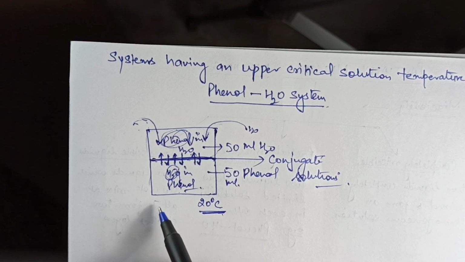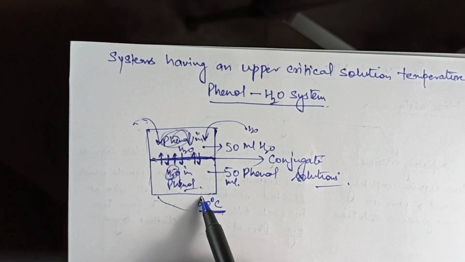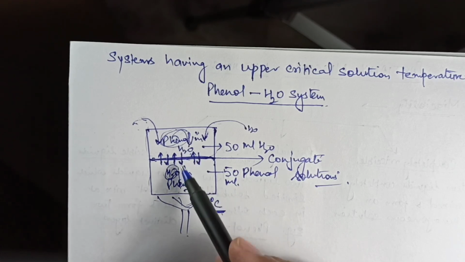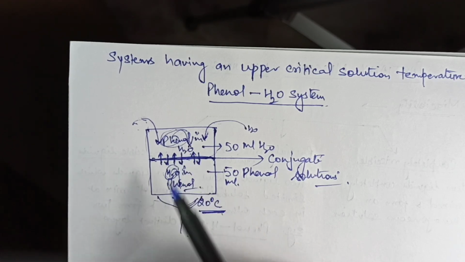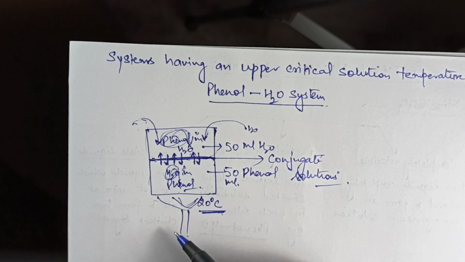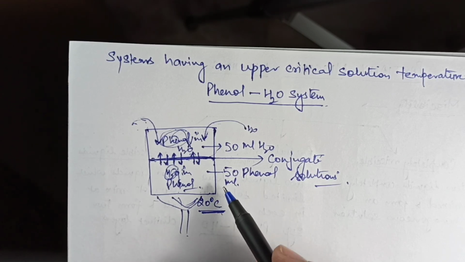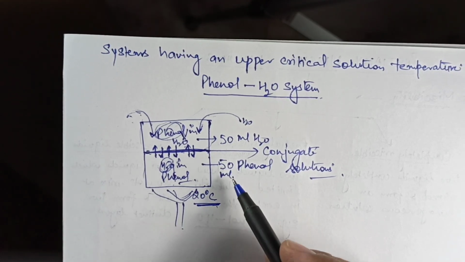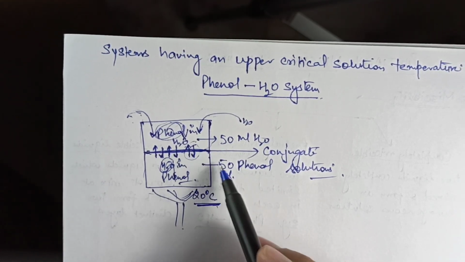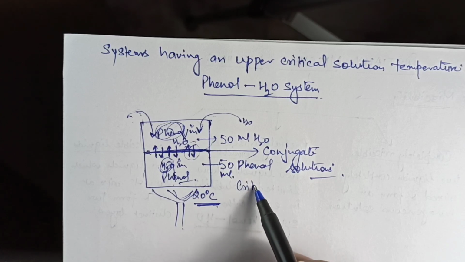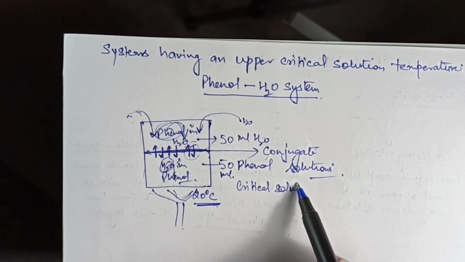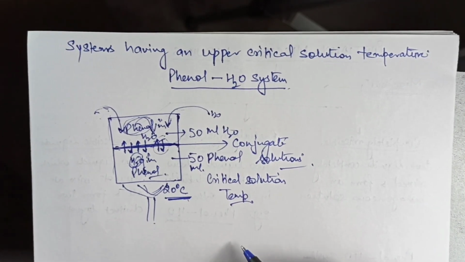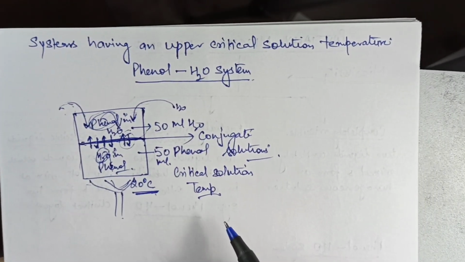It does not affect the concentration of phenol in water or water in phenol. Okay, however, on increasing the temperature of the system, the mutual solubility of phenol and water will increase. Okay, and at a certain temperature, the composition of the two conjugate solutions becomes same, as I already told you, and that temperature will be known as the critical solution temperature. Let me explain this phenomenon with the help of a diagram.